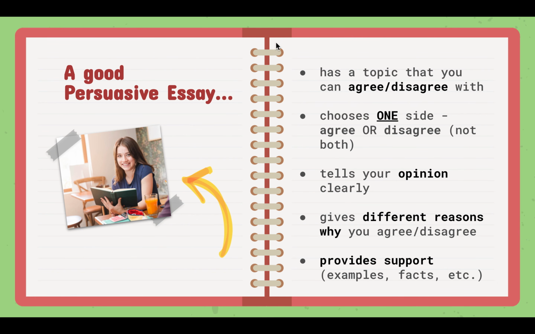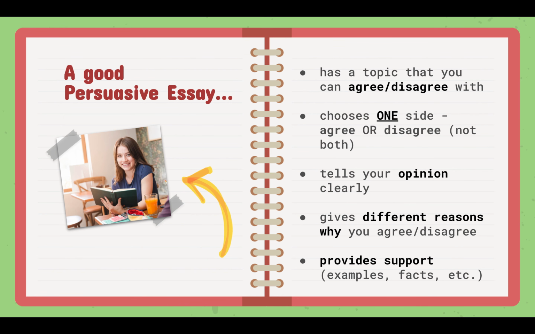The next one is that you need to tell your opinion clearly in the persuasive essay, right? And this may seem easier than it is sometimes, but just remember that the clarity of your ideas is going to be really, really important here because you don't want to confuse your reader or make your reader think, which side is she on, right?